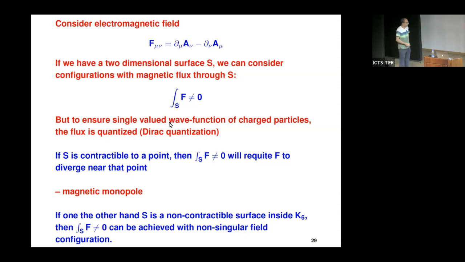But we can also consider a situation where S is a non-contractible surface inside this compact space. If that is the case, then the integral of F over S can be non-zero, but this can be achieved with a non-singular field configuration, because this surface may not contract anymore. It can be a non-contractible surface inside this compact space. So this is the idea of flux.